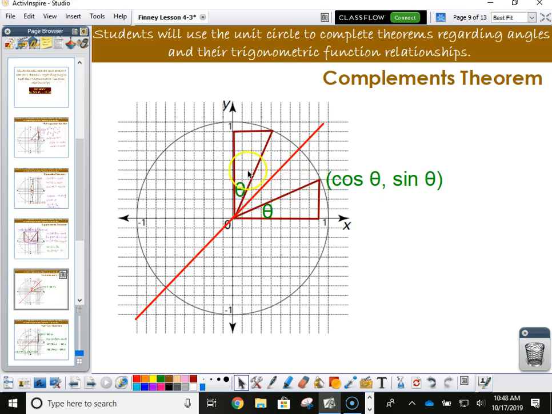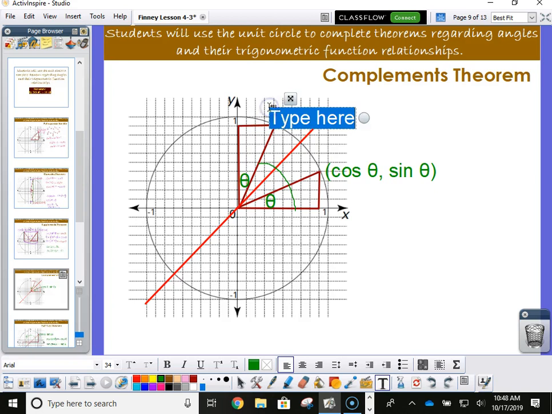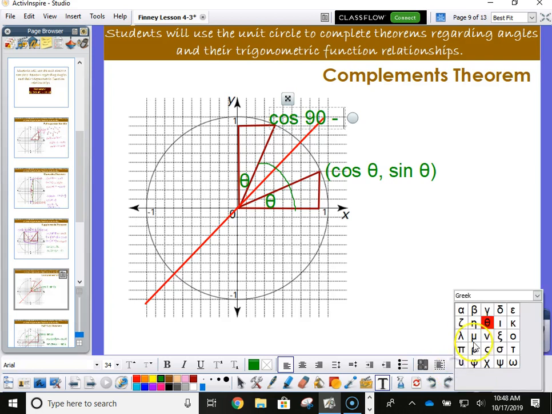So to find the complement of this, my ordered pairs are still cosine theta, sine theta, but how did I get this angle? If that's theta, what is this portion right here? Well, it's going to be 90 minus theta, or pi over 2 minus theta. So this ordered pair up here, it's still going to be cosine, but it's going to be 90 minus theta, or pi over 2 minus theta.